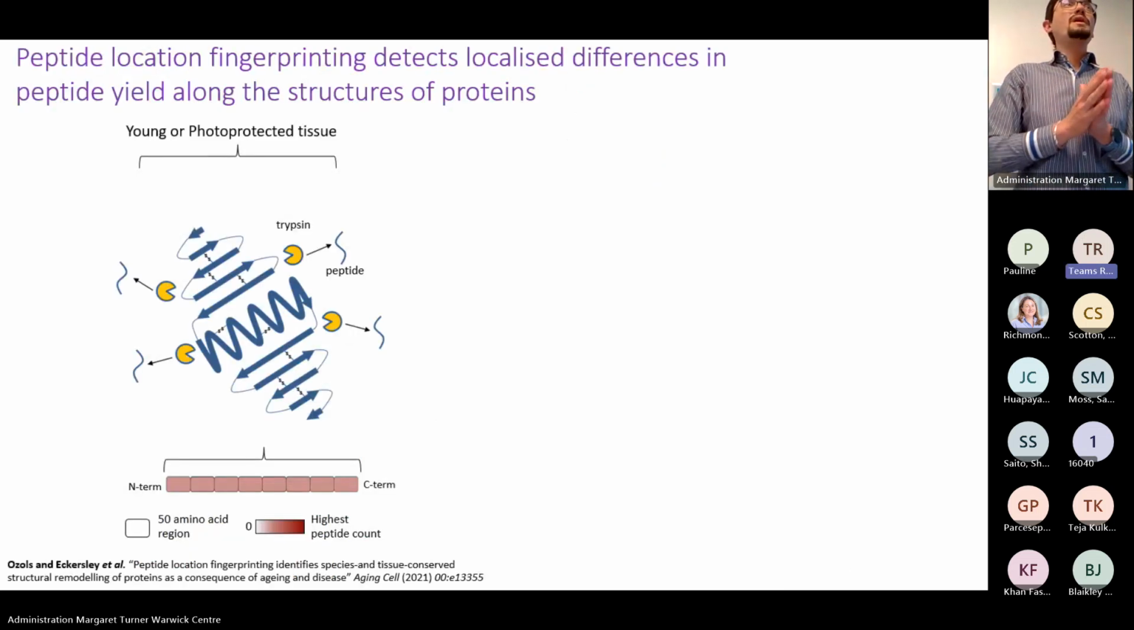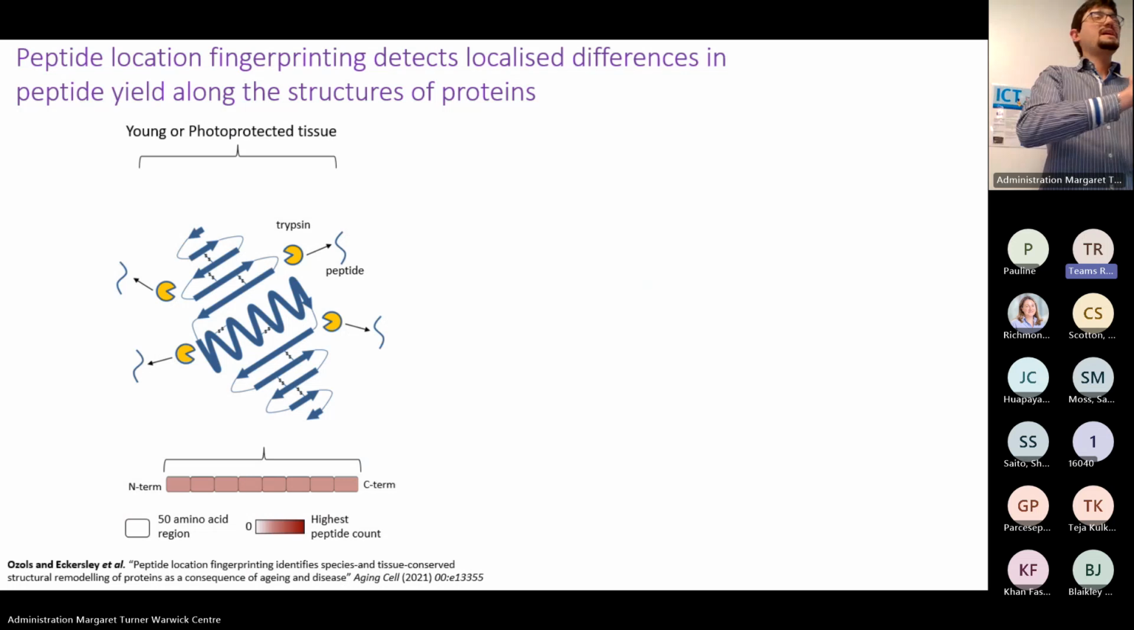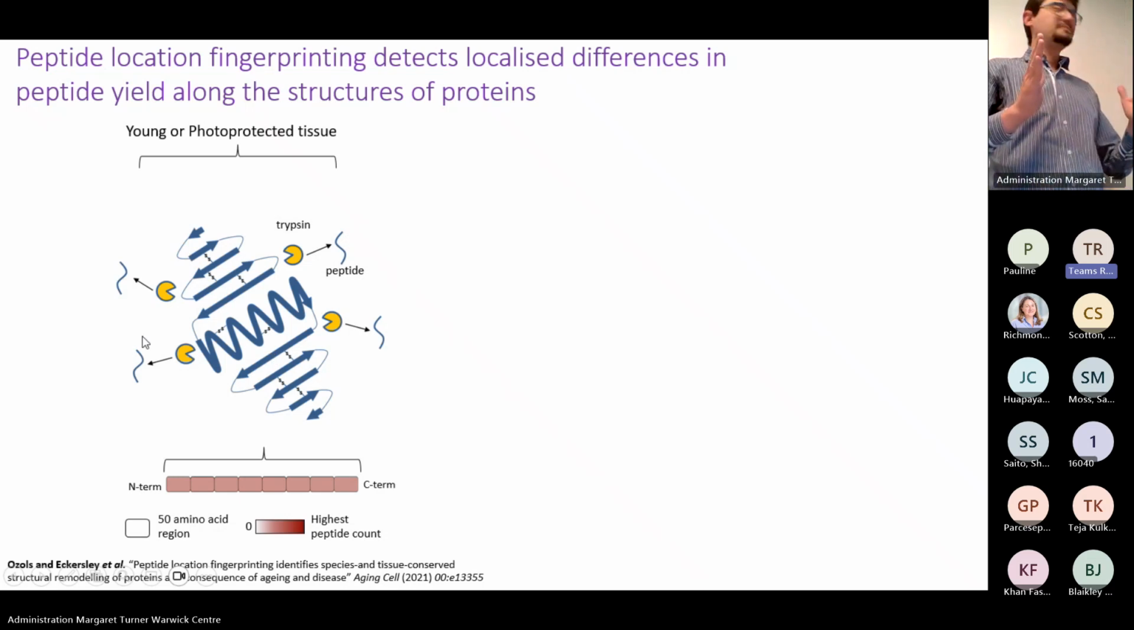Because if you think about how trypsin, which is the enzyme we add to create peptides, cleaves across a protein structure, it really depends on the solubility, the three-dimensional structure, how it fits into it, and the multimeric component and within the network itself. So if you were to add trypsin to this theoretical protein, for example, you get a certain pattern of peptides being yielded across the structure, right?